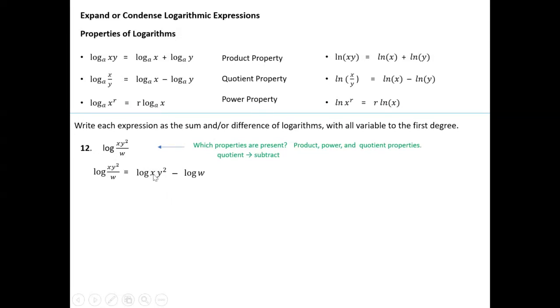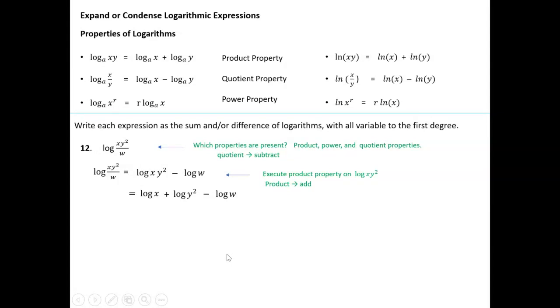Okay, now we have to execute the product property of log of x times y squared, right? So these are 2 terms here. We're going to convert log of x times y squared into 2 log terms. There's the first one, plus, right? Product means plus. There's my second one. Now we bring down the log of w.